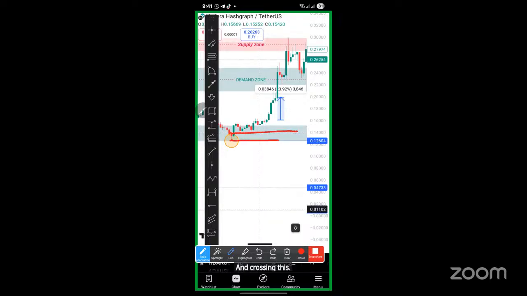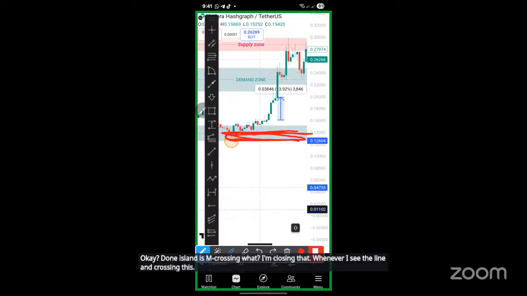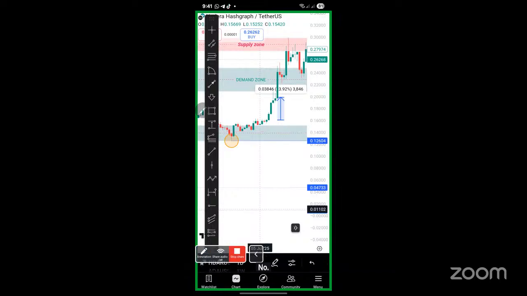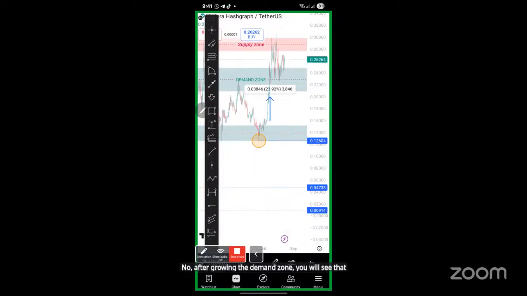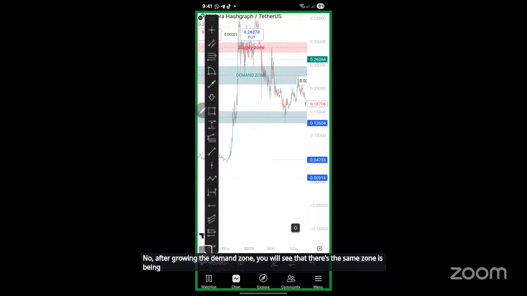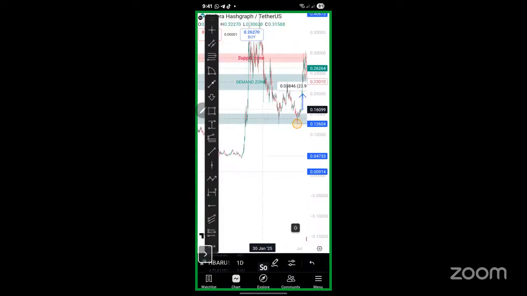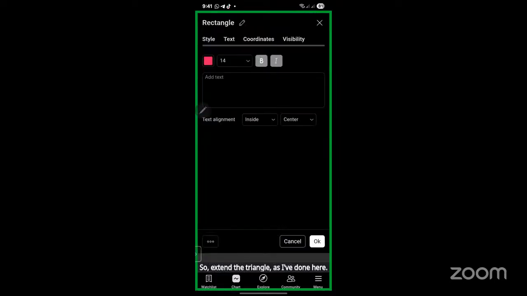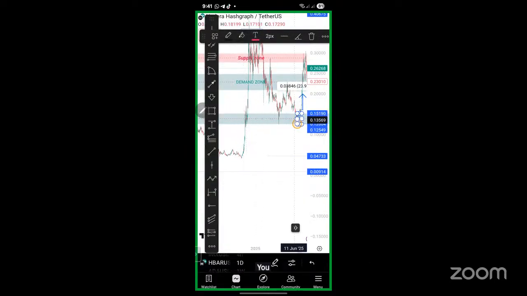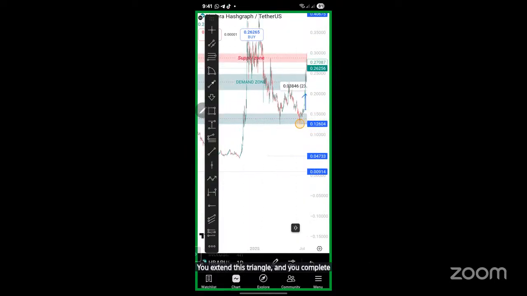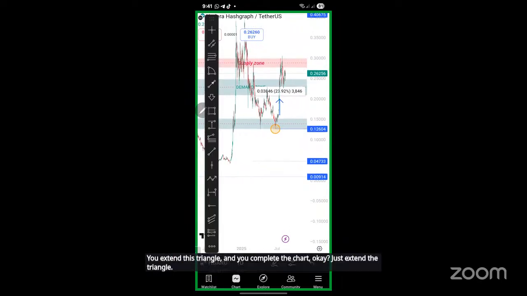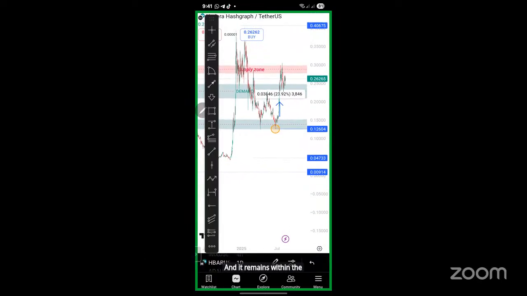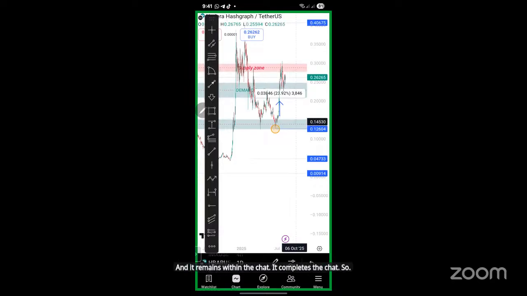Draw lines enclosing that. Whenever you see the lines enclosing this one, it becomes our demand zone. Now, after drawing the demand zone, you will see that the same zone is being respected in several areas. So extend the triangle as I've done here, and complete the chart. Just extend it and it remains within the chart. So this area remains our area of interest.